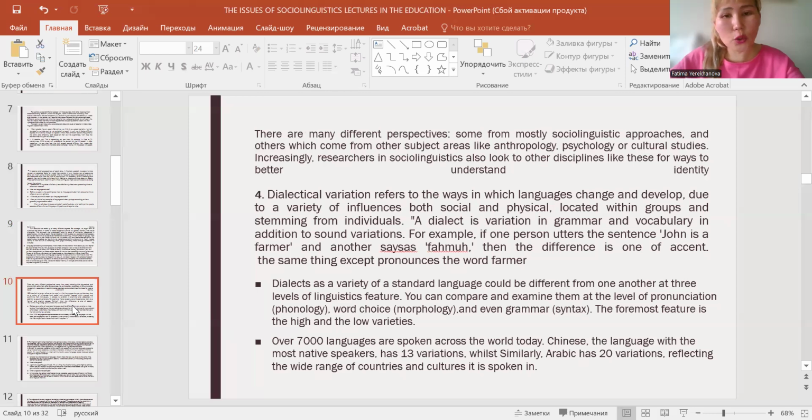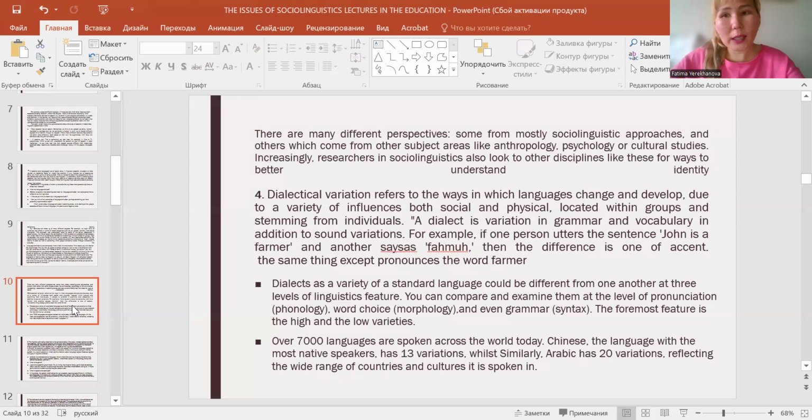Dialectical variations we also have to know. It refers to the ways in which languages change and develop due to a variety of influences, both social and physical. So here, social and physical influences, located within groups and stemming from individuals. This might be between individuals, or within groups, within certain communities or societies.